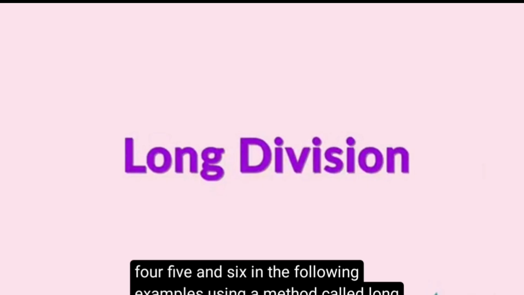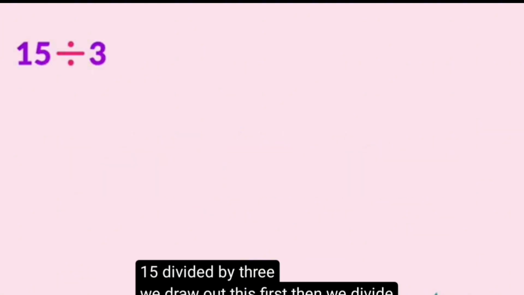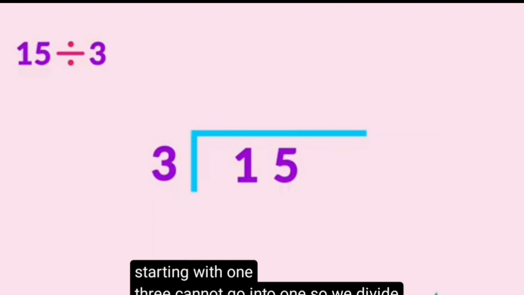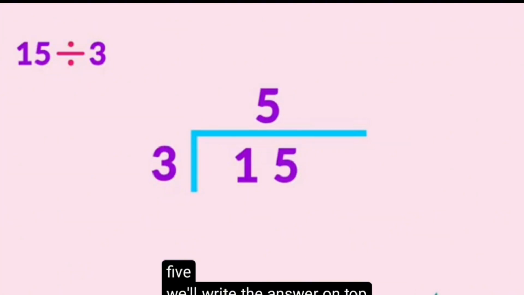Using long division, the simplest way. 15 divided by 3. First, the division sign. Then 15 is inside and 3 is outside. So 1 divided by 3 is impossible. Therefore 15 divided by 3, we write the answer on the top.